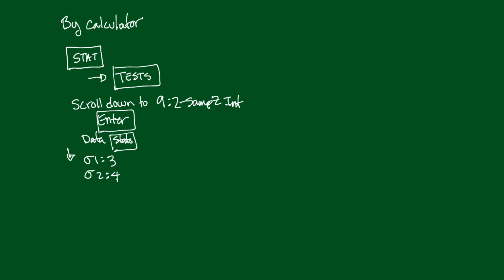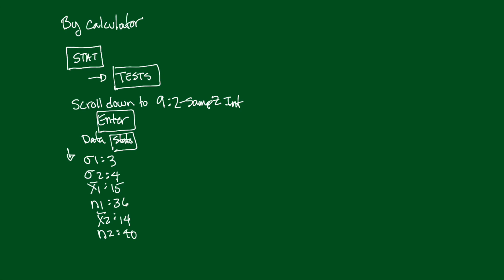And then it's asking for x1 bar. So for x1 bar, you're going to put in 15. That was our first mean. Then it wants n1. Okay, I got it. n1 was 36. Now it wants x2 bar. All right, so x2 bar, that's the 14. Then it wants n2. And n2 was 40. All right, so you get that 40 in there.